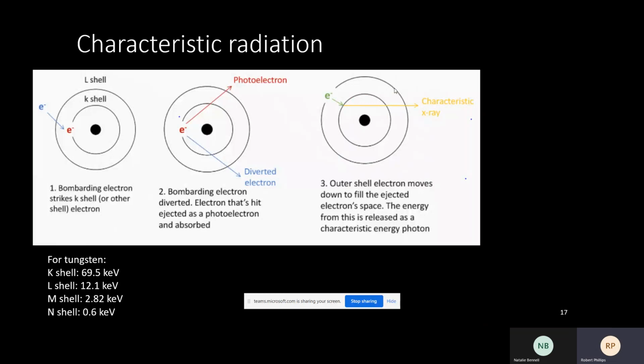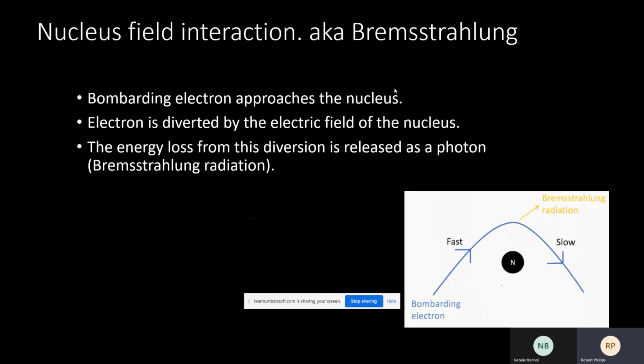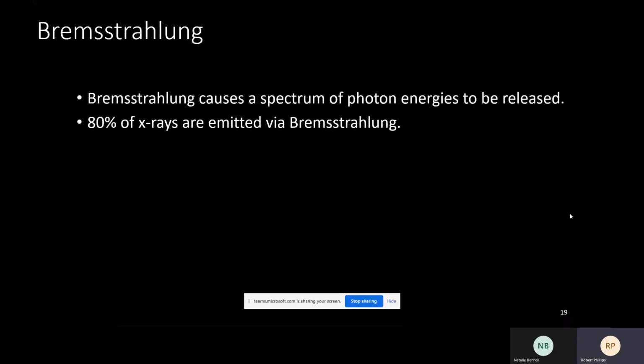Whereas when there is a nucleus field interaction, also called Bremsstrahlung radiation, the bombarding electron approaches the nuclear field and it loses its kinetic energy, and the Bremsstrahlung radiation is produced. And this Bremsstrahlung radiation is a spectrum of photon energy. There will be zero, there will be maximum. So there will be a spectrum of energies. And in general radiology, except in mammography, 80% of X-rays are emitted via Bremsstrahlung or the braking radiation.